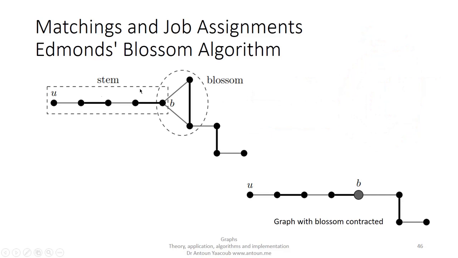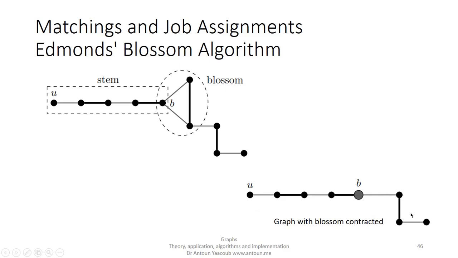So let's see an example. I have this graph. I have found a blossom, so I will contract it. I will remove the cycle here and I will replace it with just one vertex. Let's call it B, usually with the base. And then I have this graph.